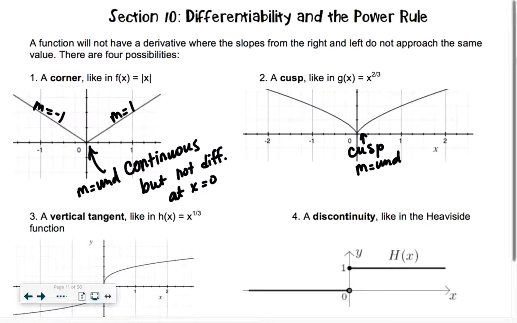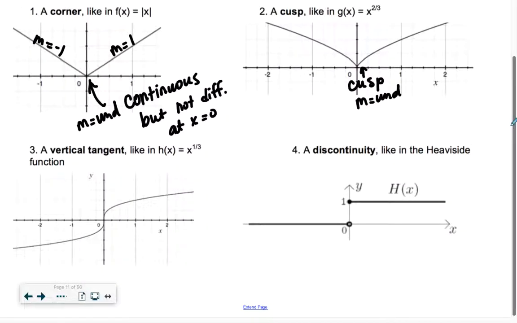All right, a vertical tangent, like y equals x to the 1/3, the cube root of x. This slope is undefined as well because it's a vertical tangent. We know that vertical lines have a slope of basically infinity, right? It's so steep that we have no words for it. It's undefined.